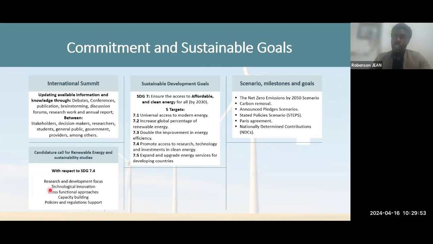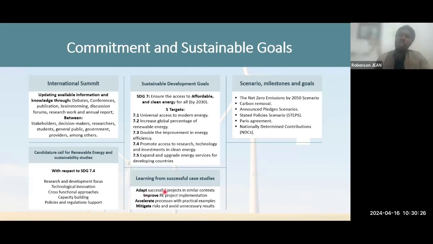For instance, we can have a team with people with a background in social, environmental, and engineering fields to better address this concern. It is an opportunity for capacity building, and also we will have the possibility to support what already exists. And we have the possibility to learn from successful case studies. With this, we have the opportunity to adapt a successful project to a similar context.